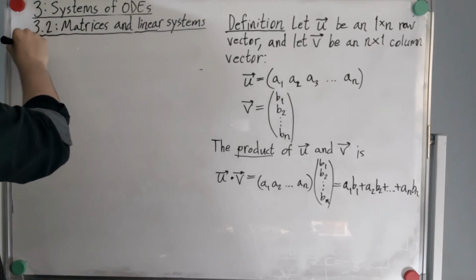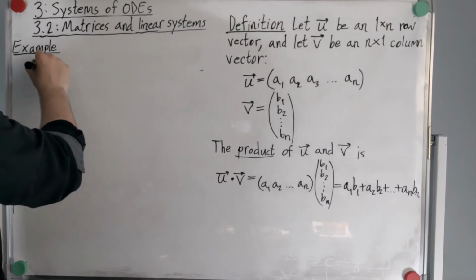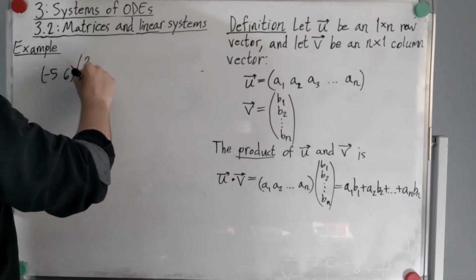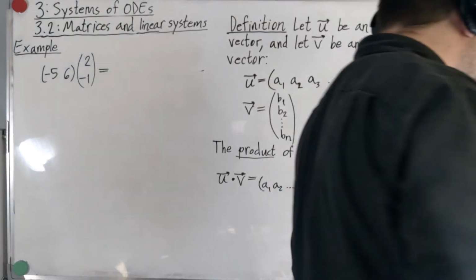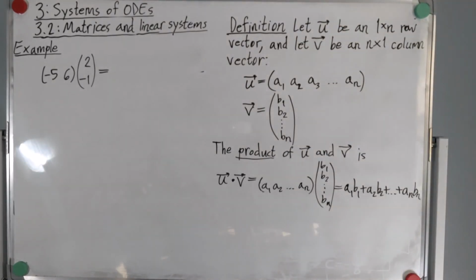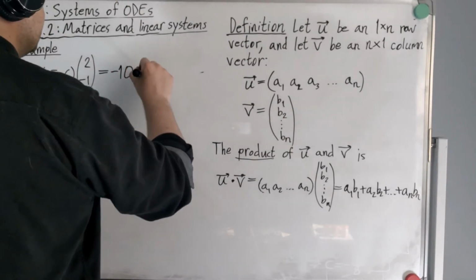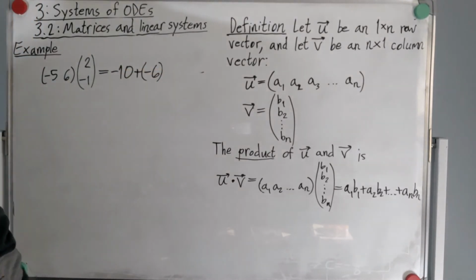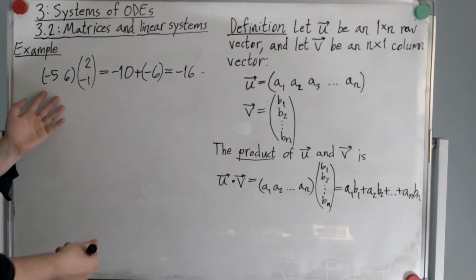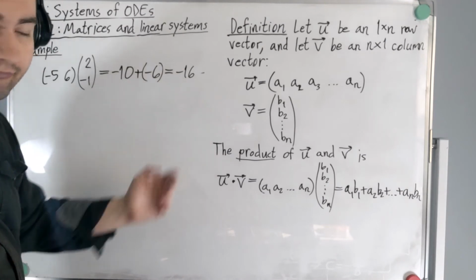So, examples. Let's determine the product of the row vector negative 5, 6 and the column vector 2, negative 1. Okay, easy enough. Multiply negative 5 times 2, you get negative 10. Multiply 6 by negative 1, you get negative 6. Add these together, you get negative 16. That is the dot product. As you can see, the dot product of two vectors, a row vector with a column vector, is a scalar. Okay?